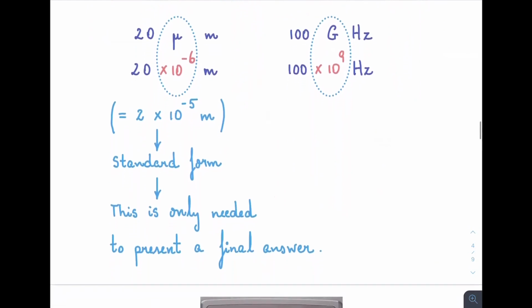that if we had to convert 20 times 10 to the minus 6 into standard form, we find that it is equivalent to 2 times 10 to the minus 5 meters. This is the standard form notation. However, you should not worry about this. This is only used when presenting a final answer. So when dealing with numbers and equations, all you need is to ensure you're doing this substitution. Don't worry about shifting the point in between the 2 and the 0.